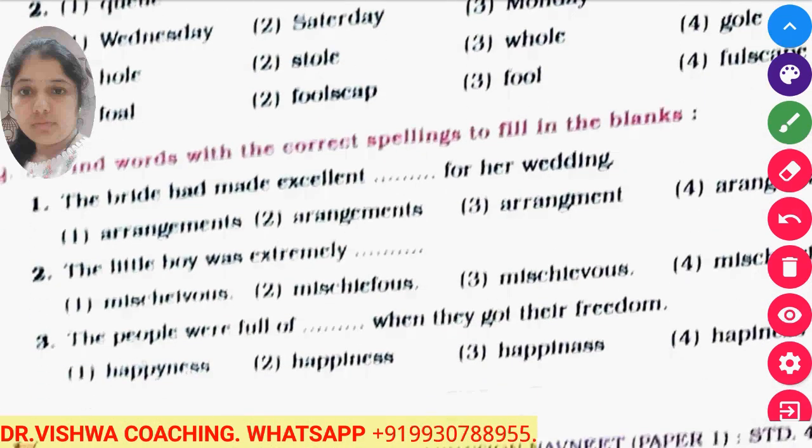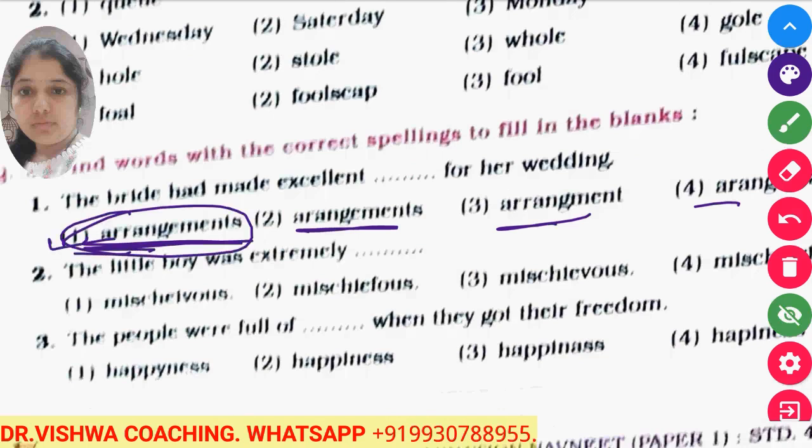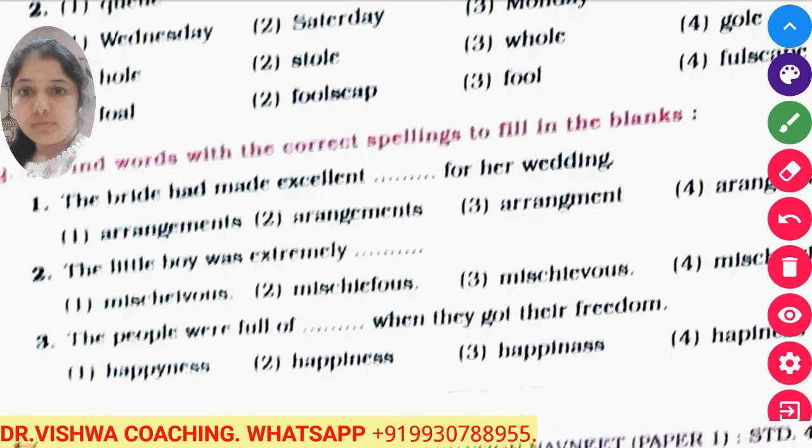The bride had made an excellent dash dash for her wedding. The given words are arrangements, arrangements, arrangement. We have to identify the correct spelling of arrangement. So ARRANGEMENTS, arrangements is the correct spelling. So option number 1 only is the answer.